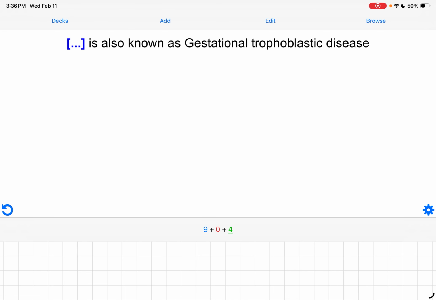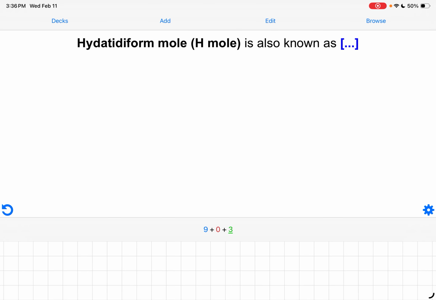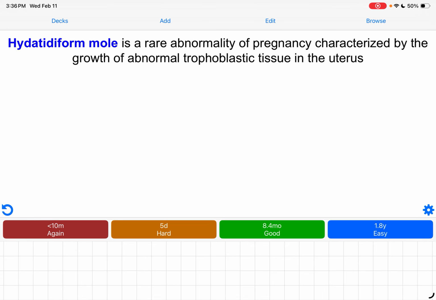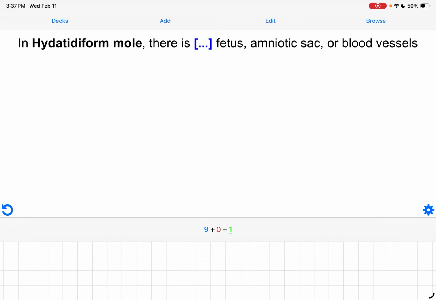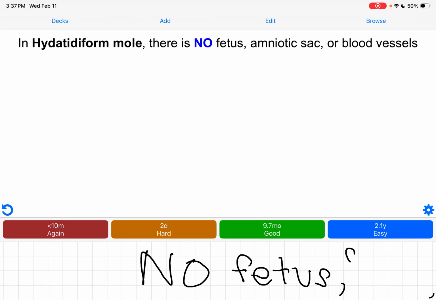Hydatidiform mole is also known as gestational trophoblastic disease. It's a rare abnormality of pregnancy characterized by the growth of abnormal trophoblastic tissue. In hydatidiform mole, there is no fetus, amniotic sac or blood vessels.